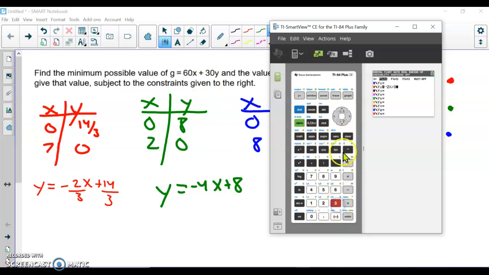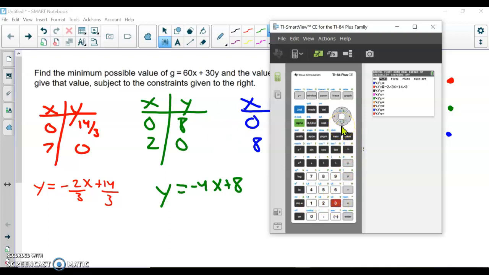So we got negative. You can put this in lots of different ways. This negative 2 divided by 3 times x. It's perfect. If you're not sure, you can always use parentheses. You don't need them there. So it's plus 14 divided by 3.